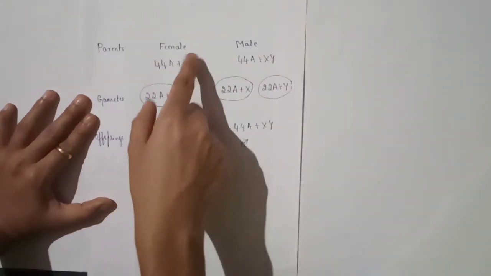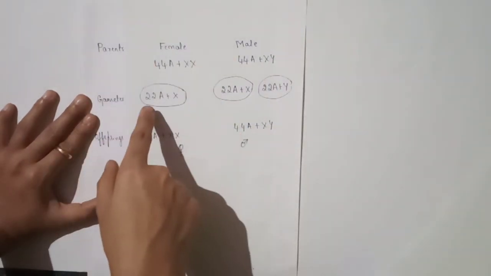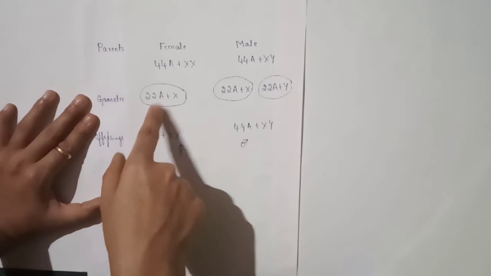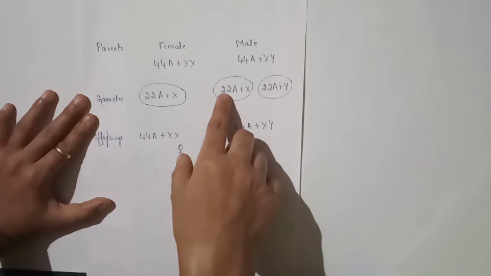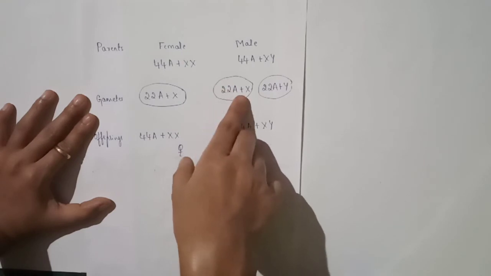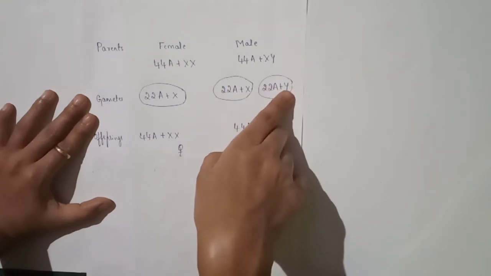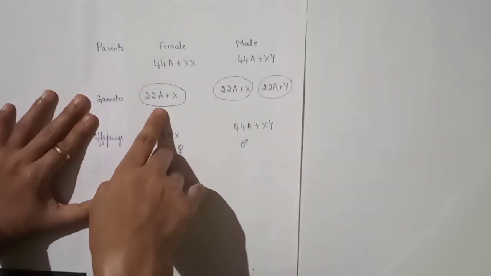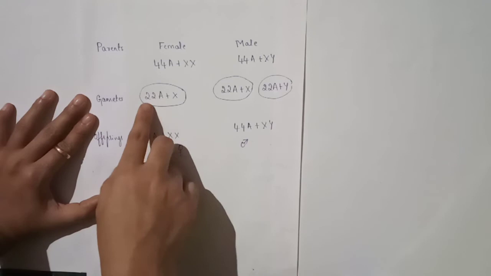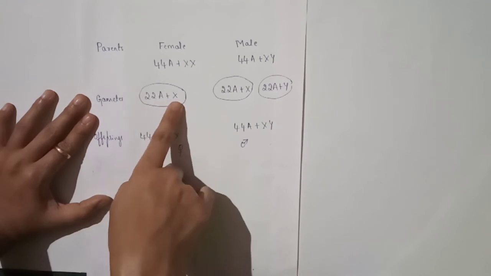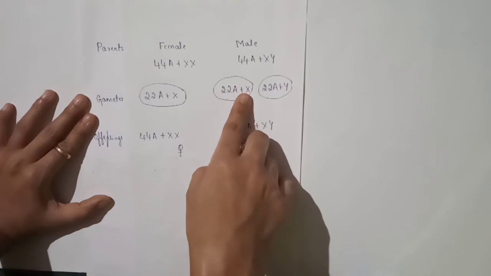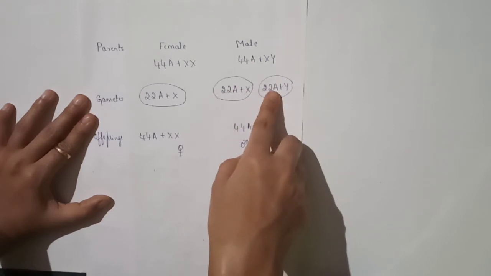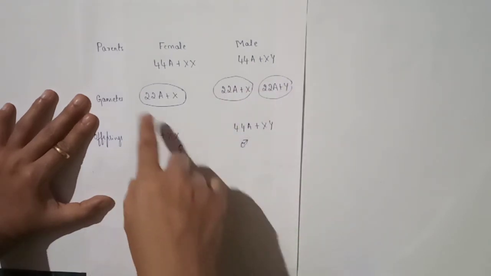During gamete formation, the female produces all gametes with X chromosome and the male produces two types of sperms, 50% sperm with X chromosome, 50% sperm with Y chromosome. So, what is the genetic constituent of the gamete? In female, 22 autosomes plus X chromosome, whereas in male, 22 autosomes plus X chromosome or 22 autosomes plus Y chromosome.